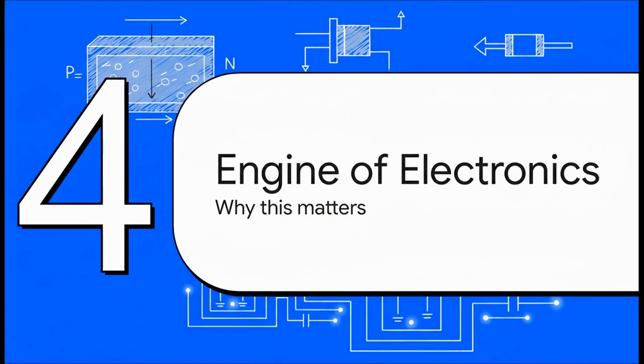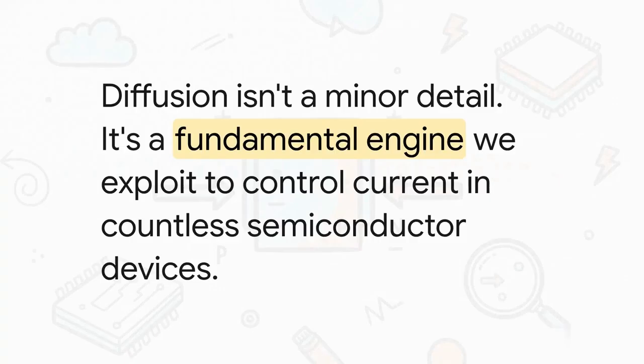Okay, so I know what you might be thinking. A perfect balance, zero current, who cares, right? Well, here's why you should care. That delicate, perfect stalemate is the secret weapon we use to control electricity in just about everything. You see, diffusion isn't some weird side effect. It's a fundamental engine. And that stalemate, that perfect balance, is a tipping point that we can control.